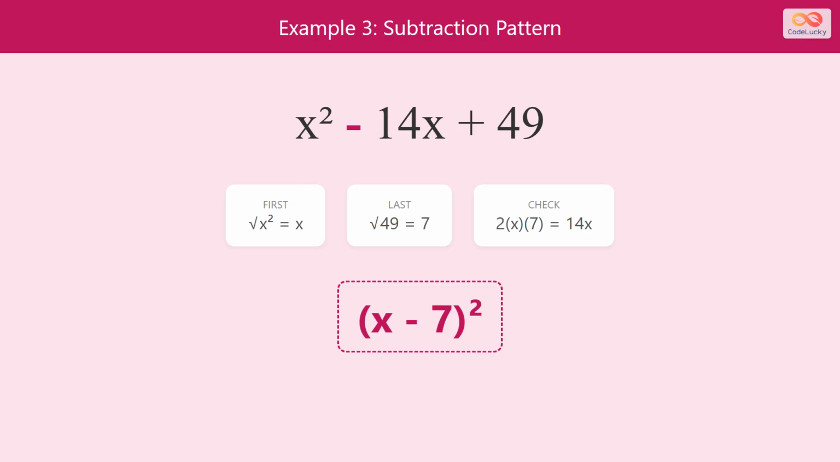Let's factor x squared minus 14x plus 49. The first term is x squared. The last term is 7 squared. The middle term is negative, so we check. Is 2 times x times 7 equal to 14x? Yes. Because of the minus sign in the middle, our factors are the quantity x minus 7 squared.